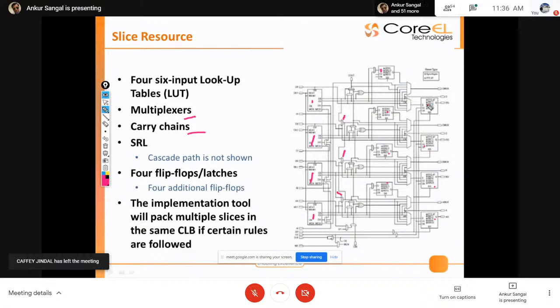In these 8, each bunch of 4 has a common clock connection and common set or reset connection, and a common chip enable. These signals are common. Like if you want to enable one flip-flop with the help of these 3 signals, then the other flip-flops are automatically on. So this is the limitation internally in the slices. Either all are enabled or all are disabled.